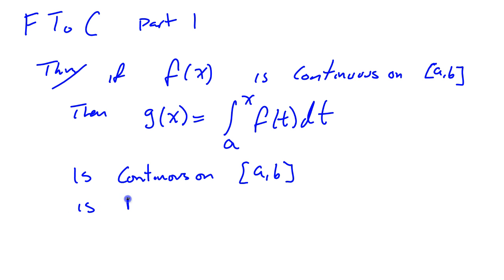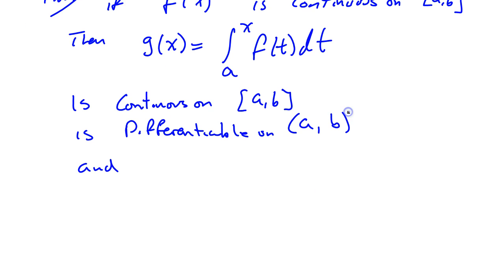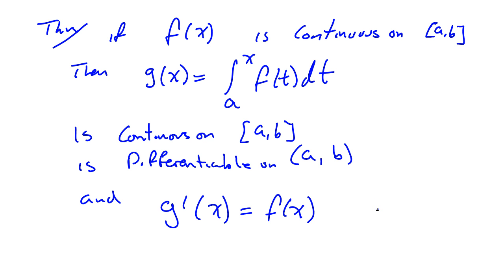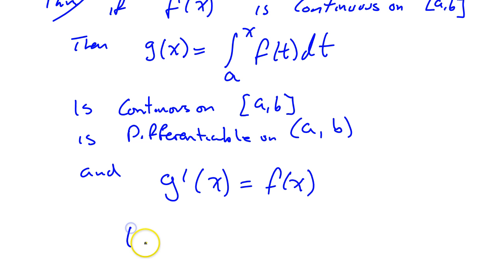It is differentiable on at least the open interval from a to b. And I can tell you what the derivative is. The derivative of g, so g prime of x, is f of x. Essentially, g is an antiderivative. This is not part of the theorem, this is just my aside. That is, g of x is an antiderivative of little f.